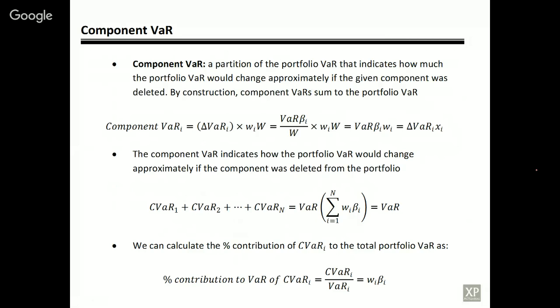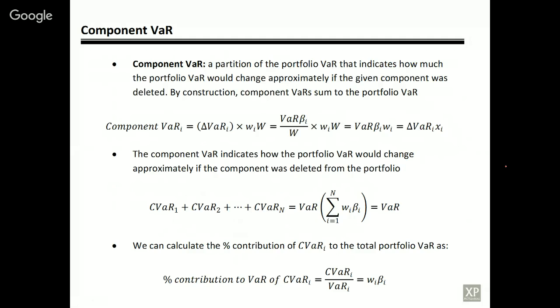Next, we have component VAR. Component VAR is a partition of the portfolio VAR that indicates how much the portfolio VAR would change approximately if the given component was deleted. And by construction, the component VARs actually sum up to the portfolio VAR. And our formula for component VAR is equal to marginal VAR multiplied by our position size xi. And the component VAR again indicates how much the VAR would change approximately if the component was deleted.